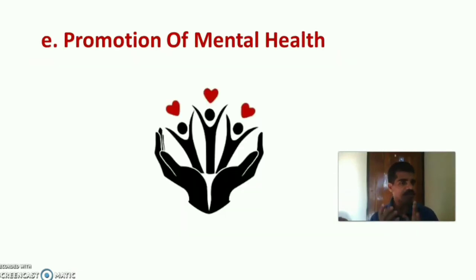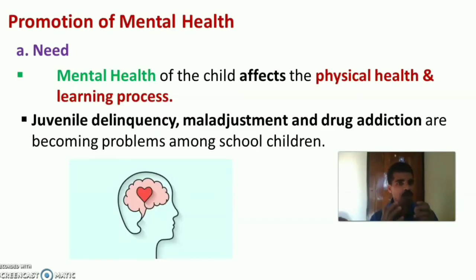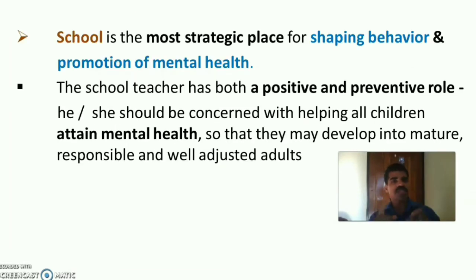The next main area of activity is promotion of mental health. First is the need for promotion of mental health. Mental health of the child affects the physical health and, of course, indirectly the learning process of the children. Moreover, juvenile delinquency, maladjustment and drug addiction are becoming important problems among school children nowadays. The school is the most strategic place for shaping the behavior of the children and promoting the mental health of the school children. The school teacher has both a positive and a preventive role.